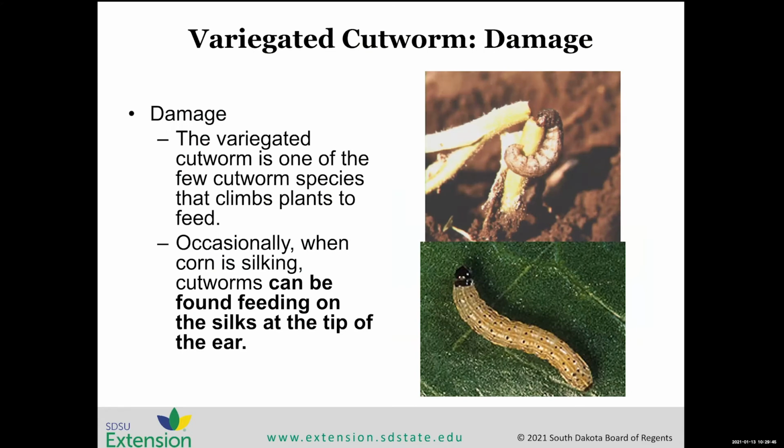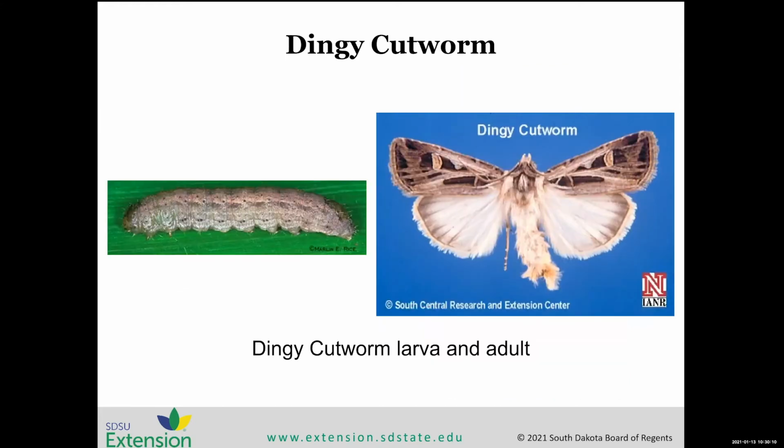So damage: the variegated cutworm is one of the few cutworms that climbs up the plant to feed. So you can see here, instead of cutting that plant right at the soil surface, it did go up a couple inches. Later emerging larvae of the variegated cutworm, occasionally when corn is silking, will be found feeding on those silks at the tip of the ear. Our next cutworm is your dingy cutworm.